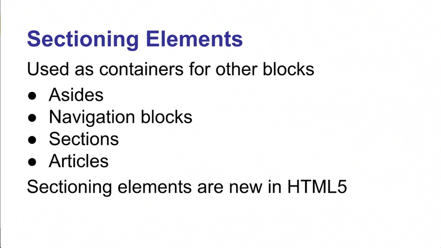HTML5 includes several new sectioning elements that we can use to give meaning to the regions of a page. They always act as containers for other block elements and usually appear pretty high up in the HTML tree. There are four basic kinds: asides, navigation blocks, sections, and articles.